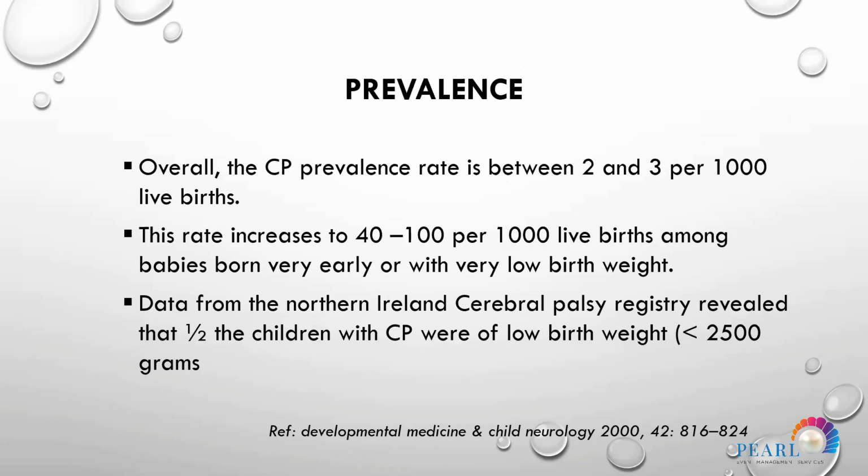Overall prevalence of cerebral palsy is about 2 to 3 per 1,000 live births. However, this prevalence rate increases to about 40 to 100 per 1,000 live births among babies who are born preterm or of very low birth weight. Data from the Northern Ireland Cerebral Palsy Registry revealed that half of the children with CP are born weighing less than 2.5 kilograms.